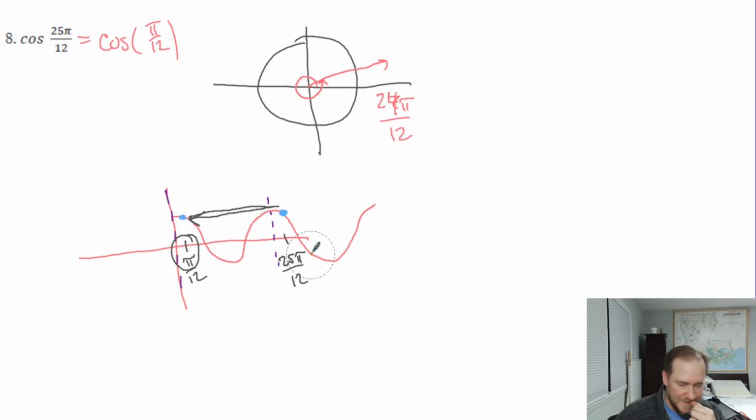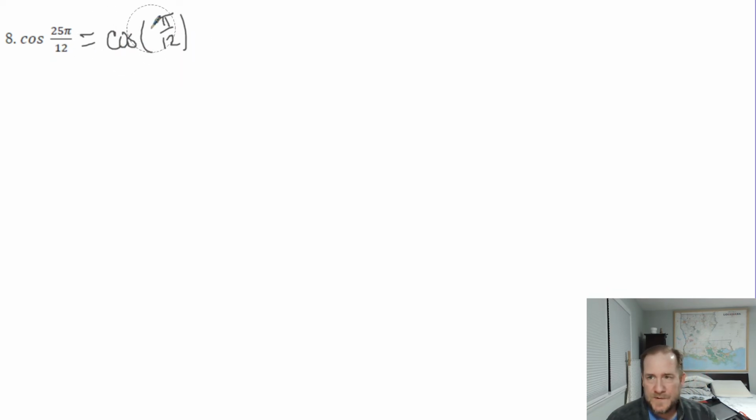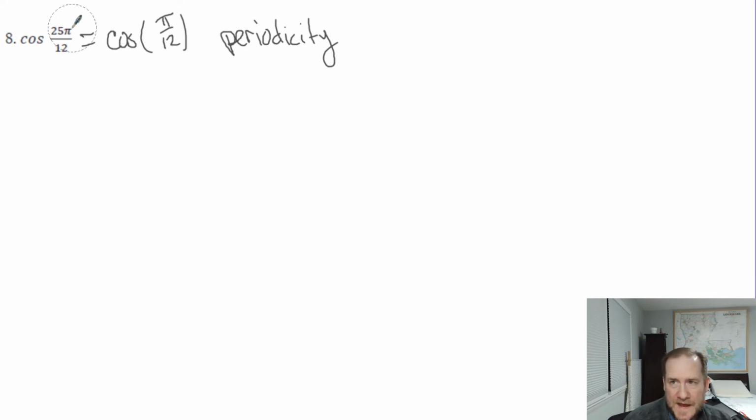It's just easier, right? So again, when your quiz rolls around, by all means, please feel free to just say that, hey, I'm not actually going to use the 25 pi over 12. I'm just going to evaluate the cosine of 1 pi over 12 because I know that they must be congruent because of, it's called periodicity. That of course any trig function is going to be equal at two different angles that are multiples of a period apart, because they're literally the same position on the graph.